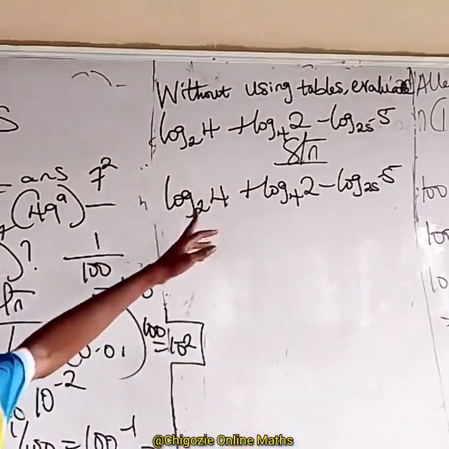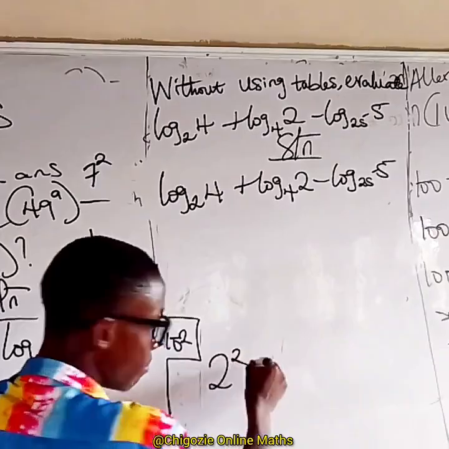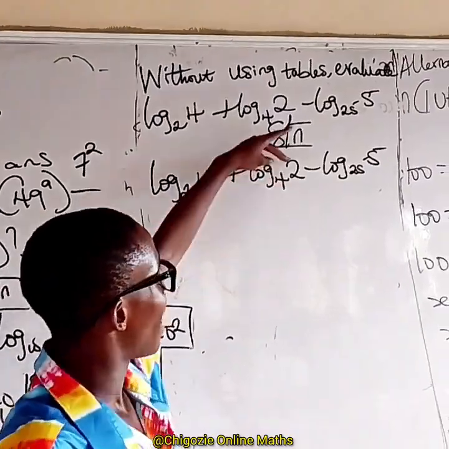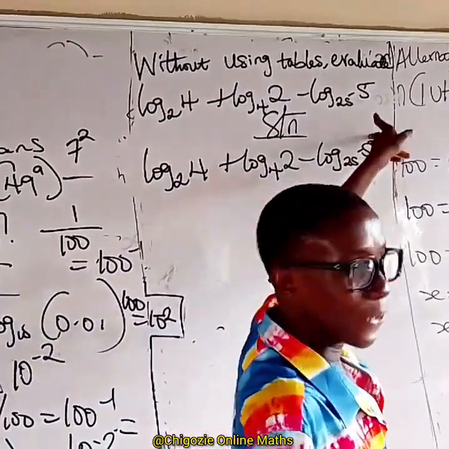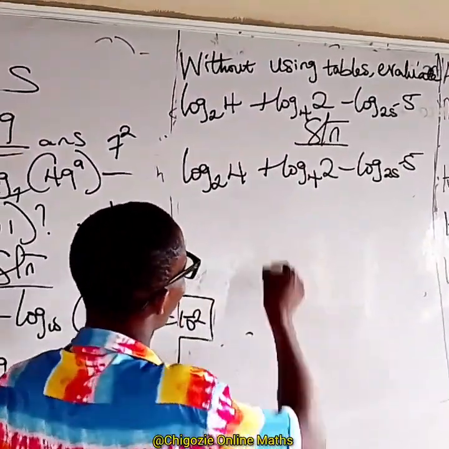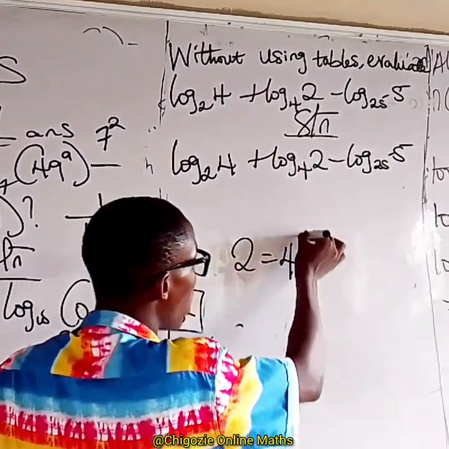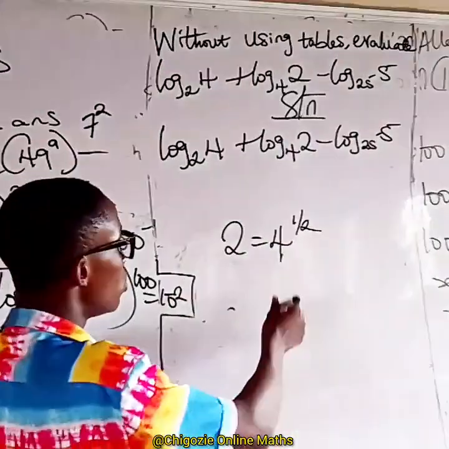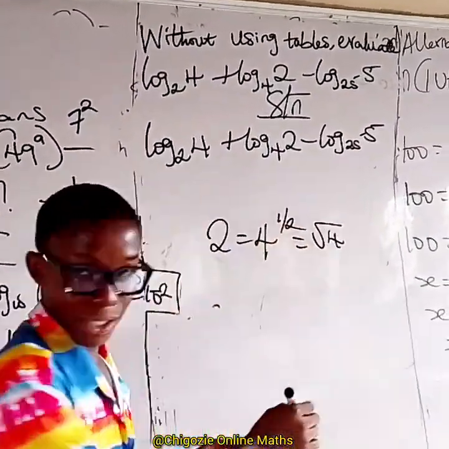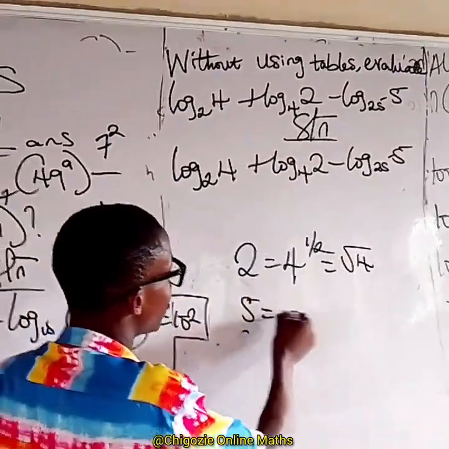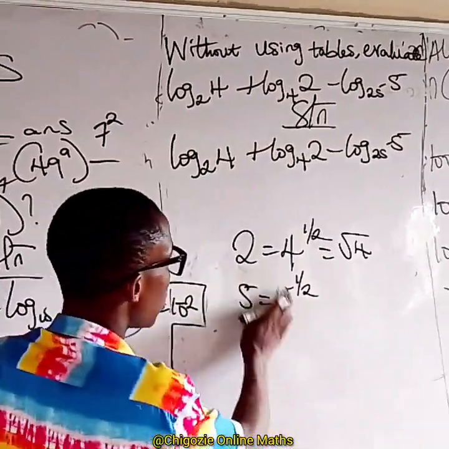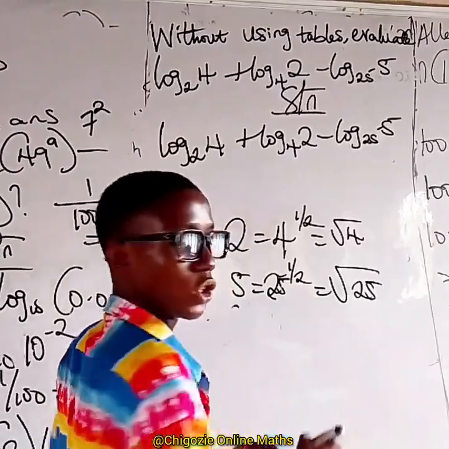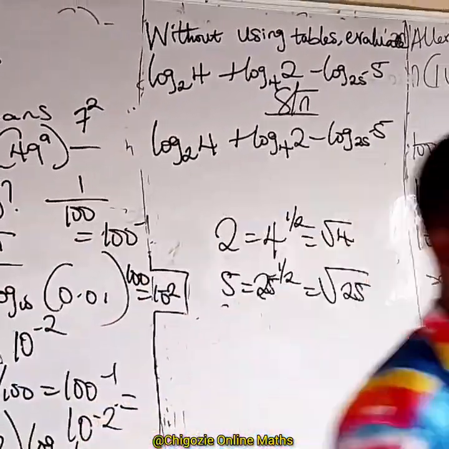Now here, remember 4 is 2 raised to power 2. Now this one is settled. But here, my base is bigger than my number. My base is bigger than my number. But recall one thing in mathematics, that 2 is equal to 4 raised to power half. Remember, 2 is equal to 4 raised to power half, which is square root of 4. Understand? Now 5 is 25 raised to power half, which is equal to square root of 25. So with this, my answer is clear.